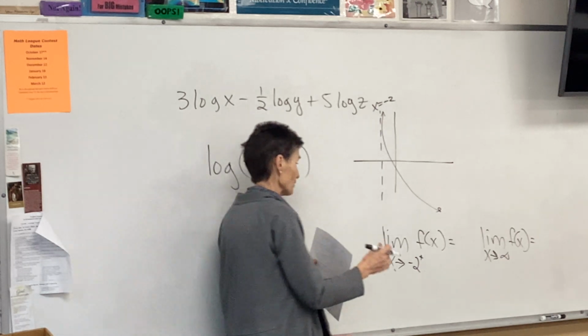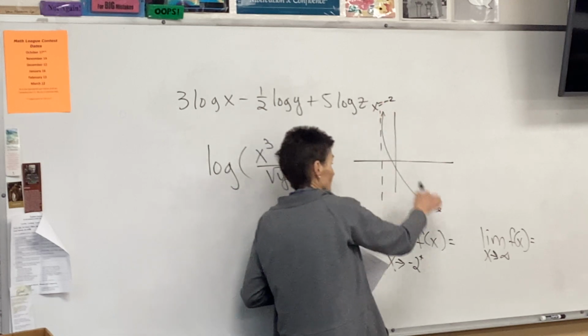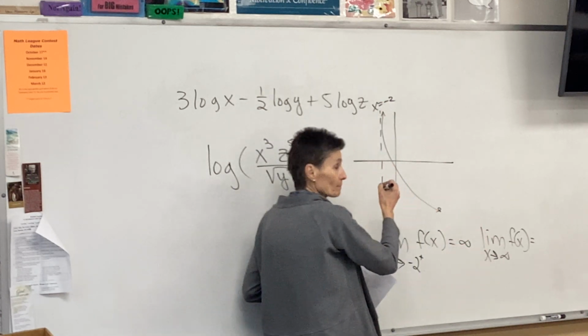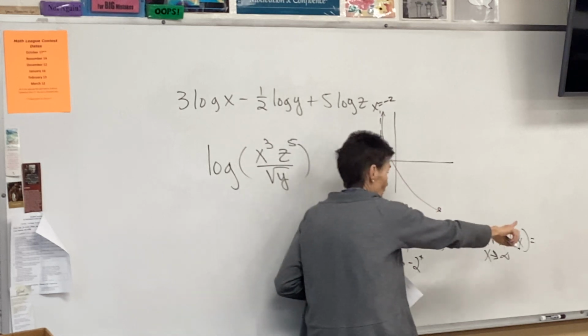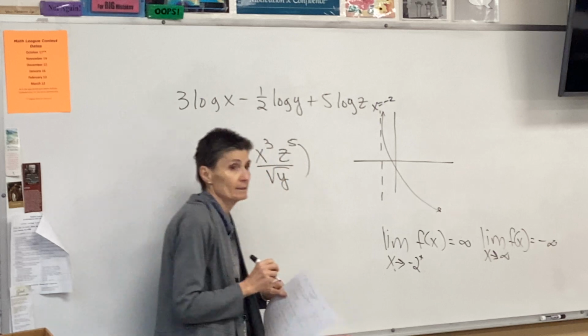All right, so what are the values then? What happens as we get closer and closer to -2? Positive infinity. And as we go further and further to the right, we are going negative. Perfect.